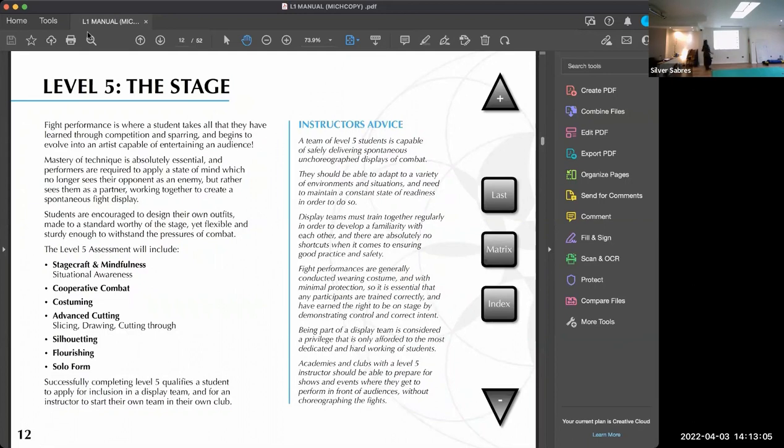Right, fight performances are generally conducted wearing costume and with minimal protection. So it is essential that any participants are trained correctly and have earned the right to be on stage by demonstrating control and correct intent. Being part of a display team is considered a privilege that is only afforded to the most dedicated and hardworking of students. Academies and clubs with a level 5 instructor should be able to prepare for shows and events where they get to perform in front of audience without choreographing the fights.